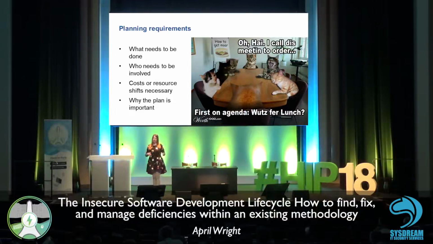And then we figure out who all the stakeholders are. Does legal need to approve this? Does HR need to approve it? I mean, does compliance?